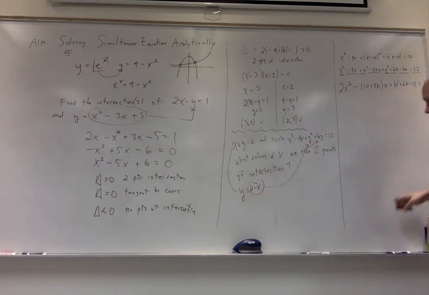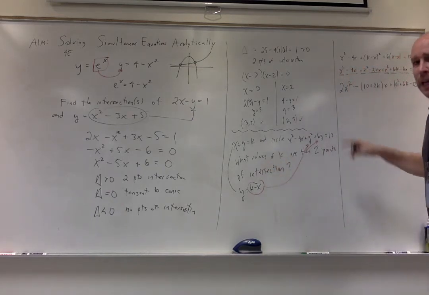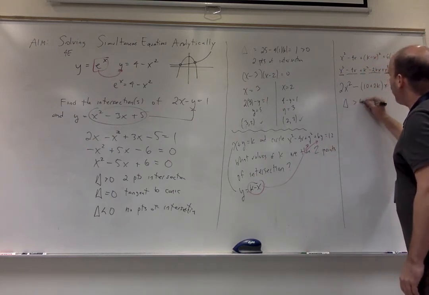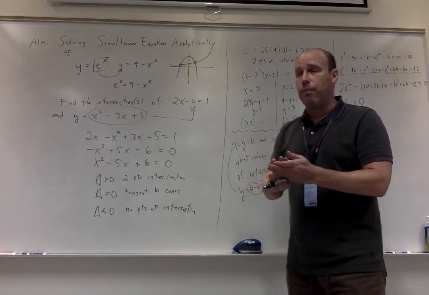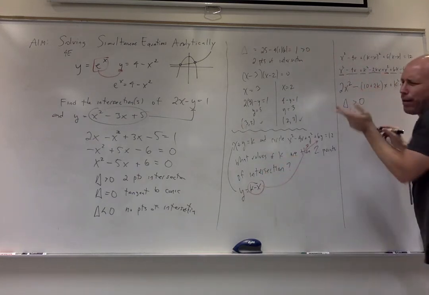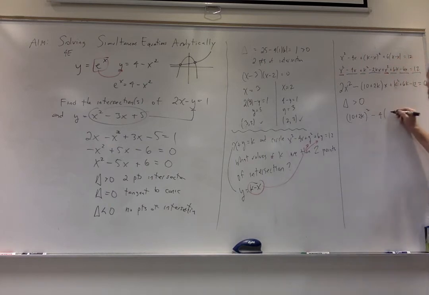What's going on here? Well, we're asked to find 2 points of intersection. Therefore, my discriminant needs to be greater than 0. Remember, the discriminant is b squared minus 4ac. So, it's negative 10 plus 2k. I'm getting rid of the negative because it's getting squared. So it's (10 + 2k) squared minus 4a, this whole trinomial, and we need this to be greater than 0.